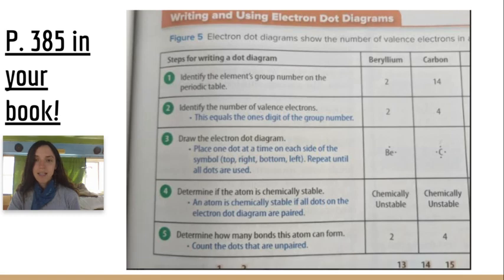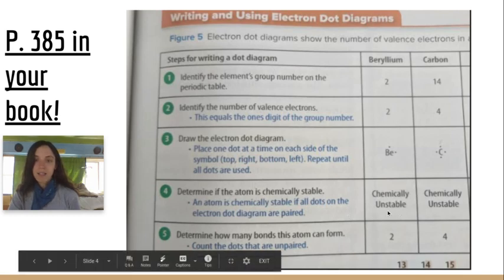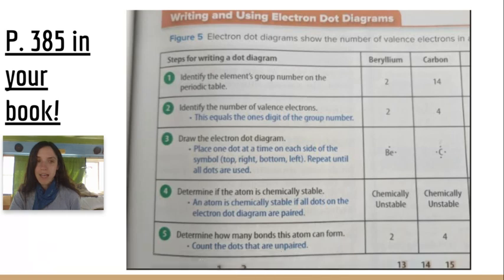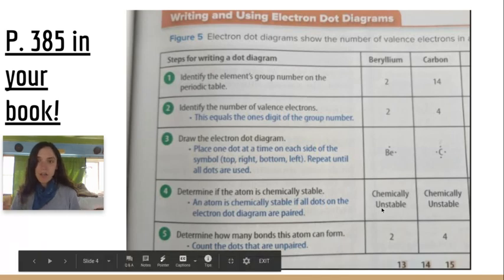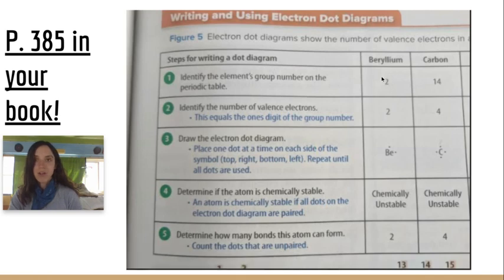The fact that it has 2 electrons in its valence shell makes it chemically unstable. That's because a valence shell can have up to 8 electrons in it. So if there are any spaces missing, we call that chemically unstable. And the number of bonds that this atom can form is the same as the number of electrons in the valence shell.